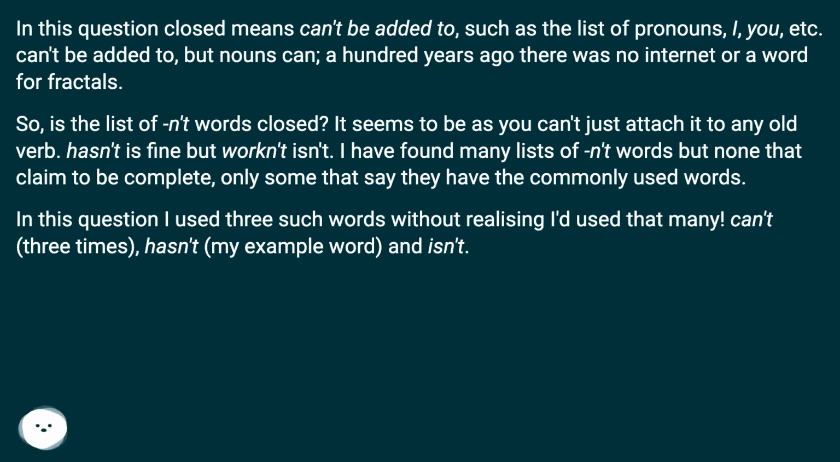It seems to be, as you can't just attach it to any old verb. Hasn't is fine, but weren't isn't. I have found many lists of "n't" words, but none that claim to be complete, only some that say they have the commonly used words. In this question I used 3 such words without realizing I'd used that many. Can't, 3 times, hasn't, my example word, and isn't.